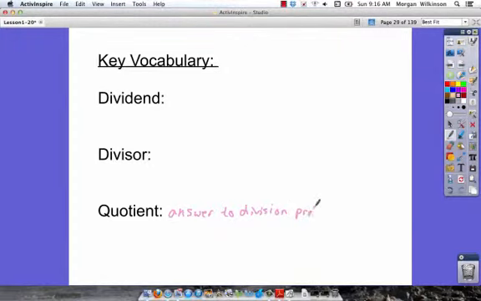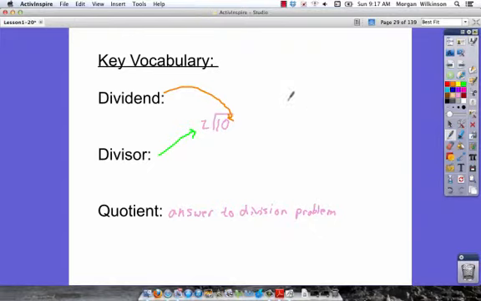Make sure you're getting the key vocabulary written down. Dividend and divisor, we're going to use a picture here. Let's say we have 10 divided by 2. If we want to look at which one's the dividend and which one's the divisor, the dividend is what we're dividing, the 10. The divisor is how we're dividing it, or what we're dividing it by. So the 10 is the dividend, the 2 is the divisor.